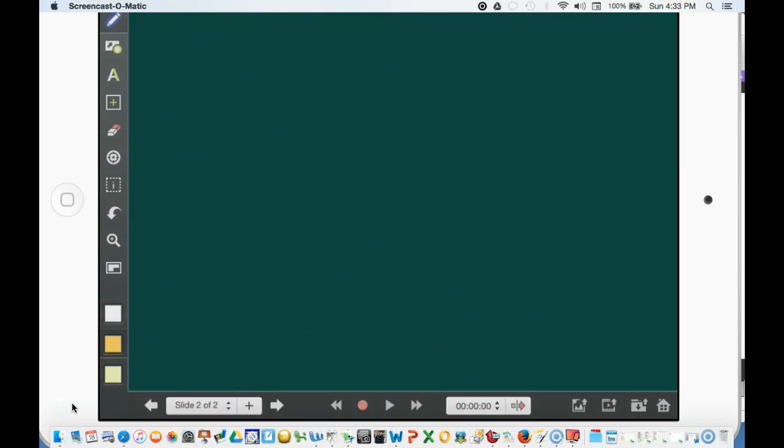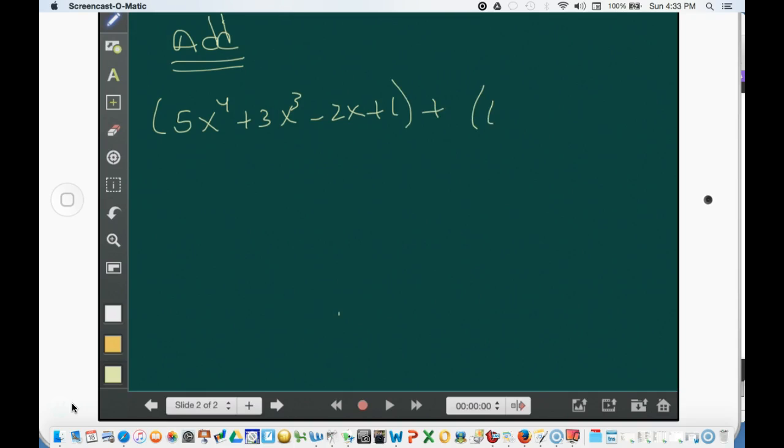What we'd like to do in this video is to add, subtract, and multiply. You've seen these before. It isn't until we get to multiply that we're going to put a little bit of a twist in here. So for addition, say for example I wanted to do 5x to the fourth plus 3x cubed minus 2x plus 1, plus 6x to the fourth minus 5x squared plus 8.